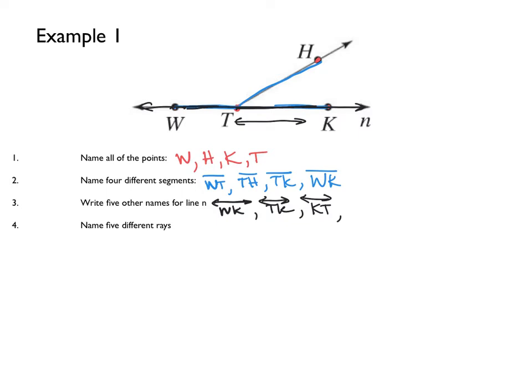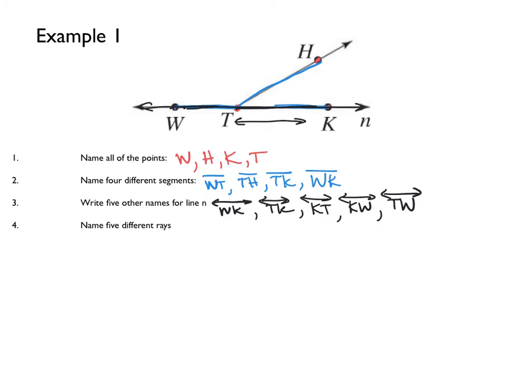I could go backwards. I have WK listed first, but I could also do that in reverse too. So I could say KW and put the line in sigma at the top. And then I also have TK. I can also go TW if I wanted to. And that would give me 5 there. So finally, I have 5 different rays.